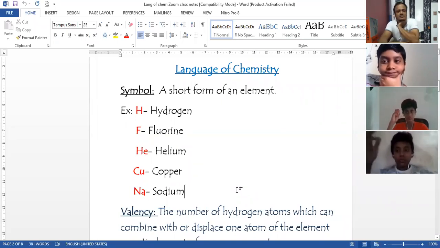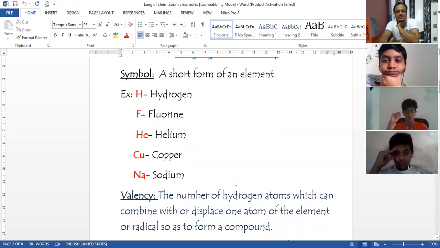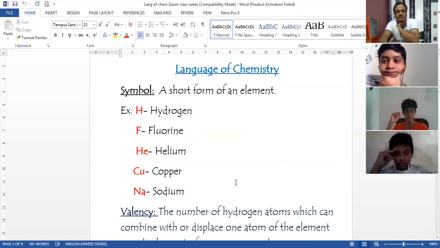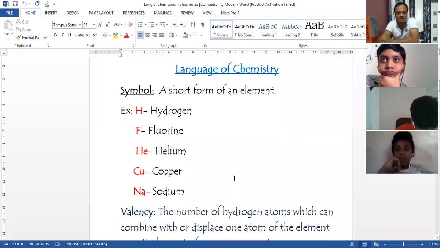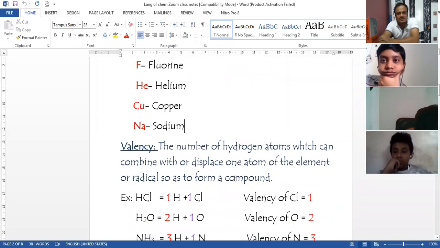Okay, so very simple thing. Nothing to go into detail about that. We already know this, and we are supposed to know the symbols for at least the first 20 elements because we'll be using that extensively in grade 9 and 10, right? So the next topic which we are studying is valency.